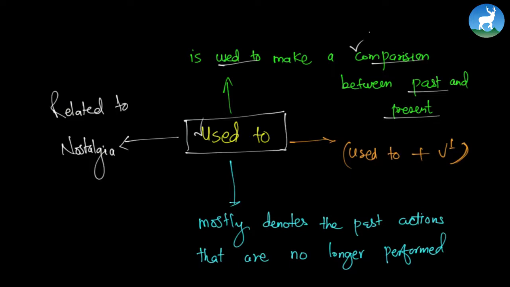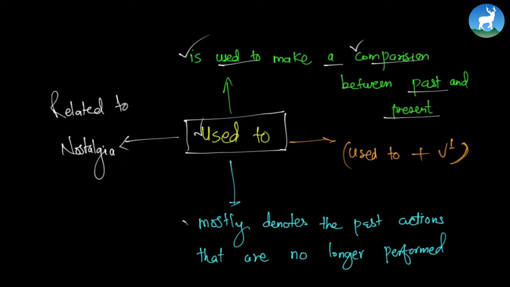Like let's say I used to listen to birds chirp, I used to listen to their songs. Now I sing modern songs. So that is the difference. That's why used to is used to make a comparison between past and present.